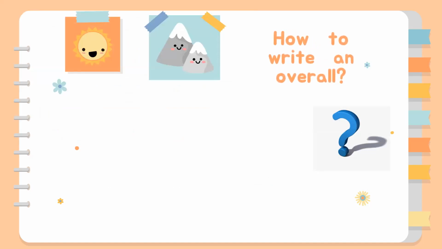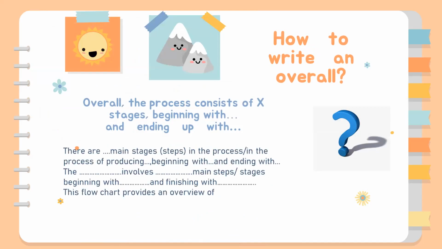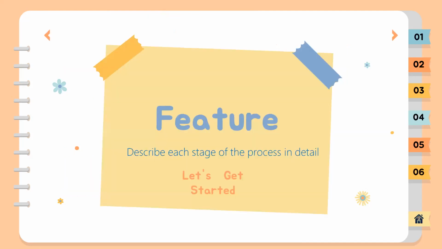And how to write an overview, I think it's quite simple because you can follow these phrases. Overall, the process consists of 8 stages, beginning with what and ending up with what. By the way, you can write these phrases like there are how many main stages, or the diagram involves how many steps. So after that, I would like to show you the feature. Describe each stage of the process in detail.